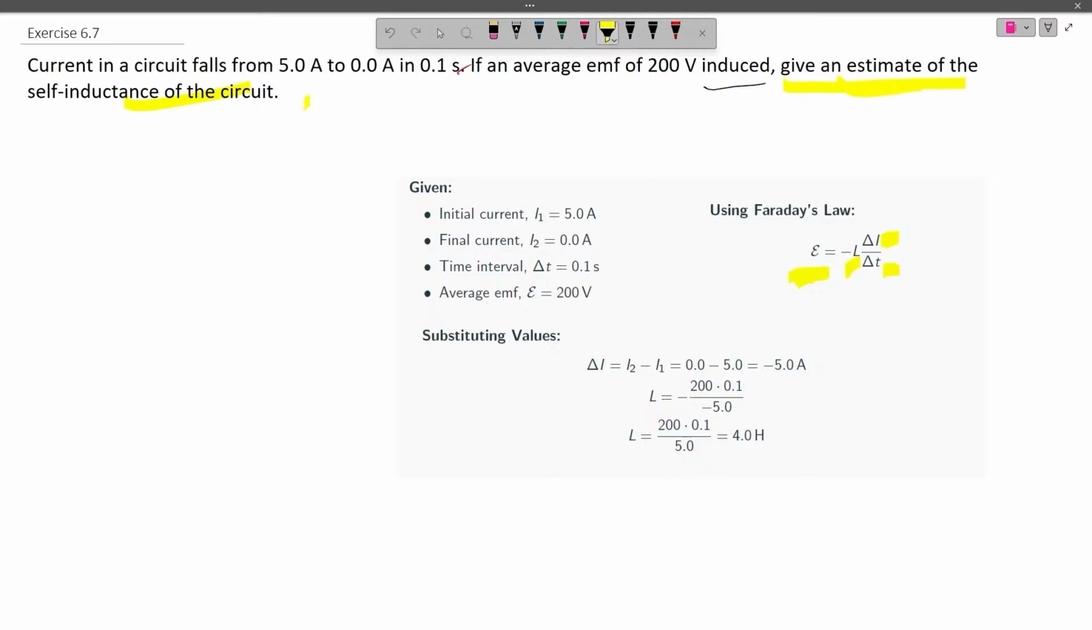So we have been given the data of initial current, that is 5 ampere, and final current, that is 0 ampere, since the current dropped from 5 ampere to 0 ampere in 0.1 second. So delta T, the duration of time, would be equal to 0.1 second. Now average EMF is given, that is 200 volts. So after substituting these values in this formula, we will get a value of L that is equal to 4 Henry. Thank you.